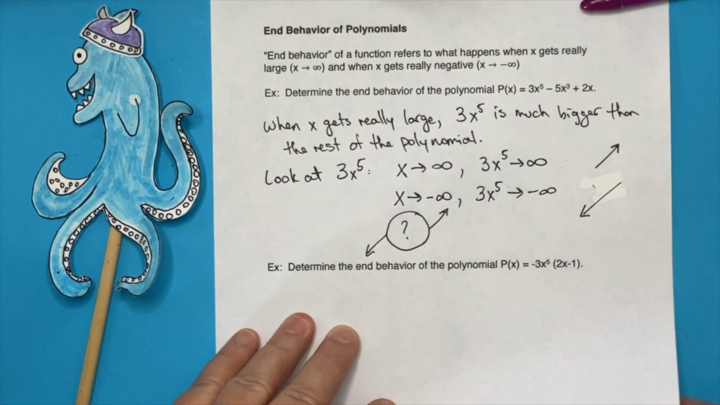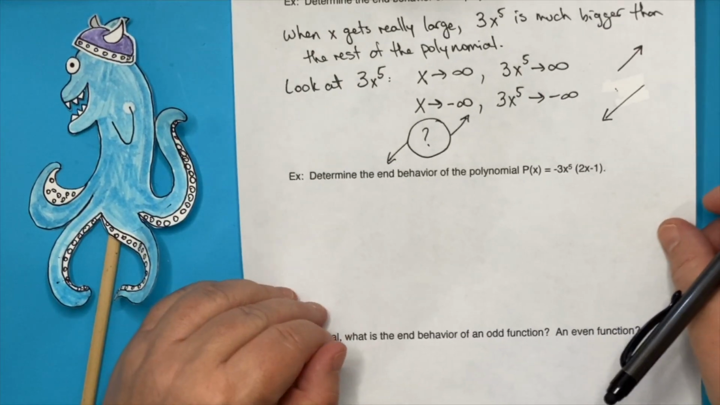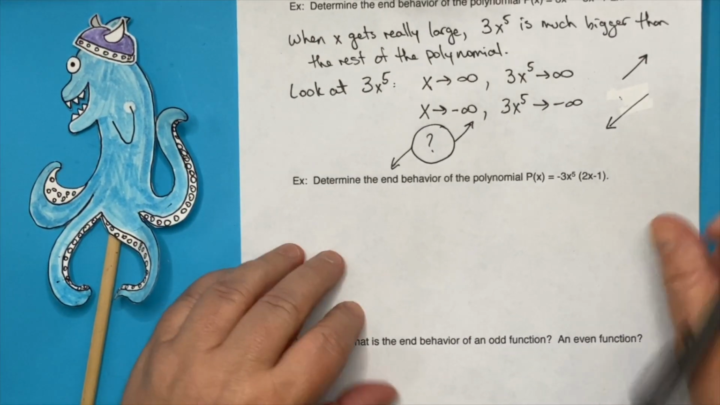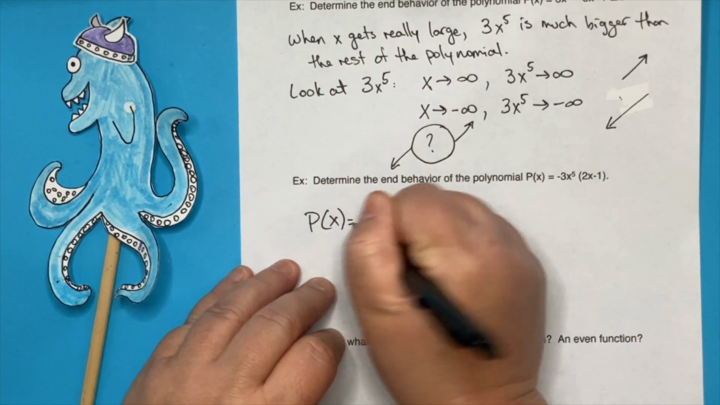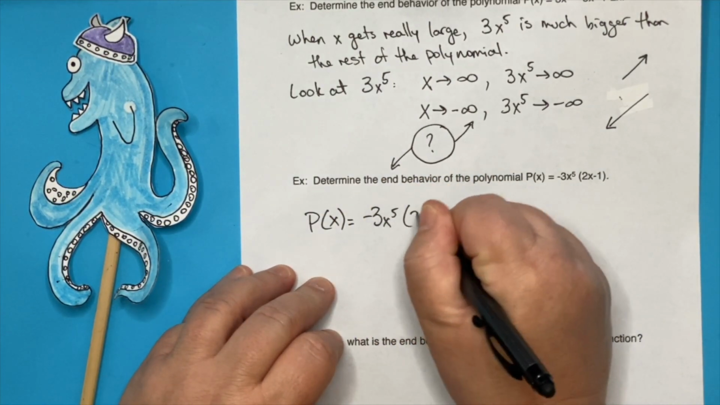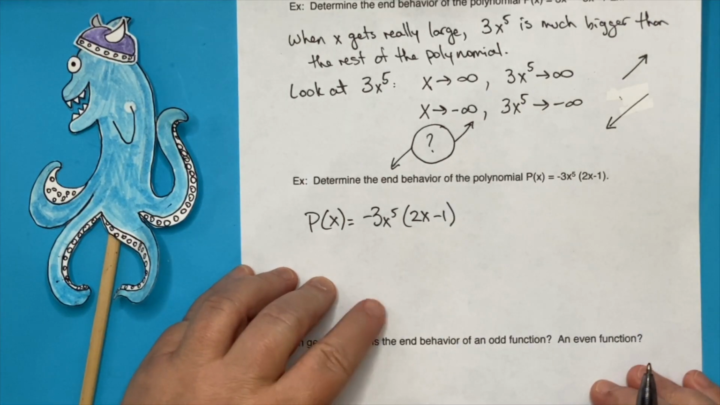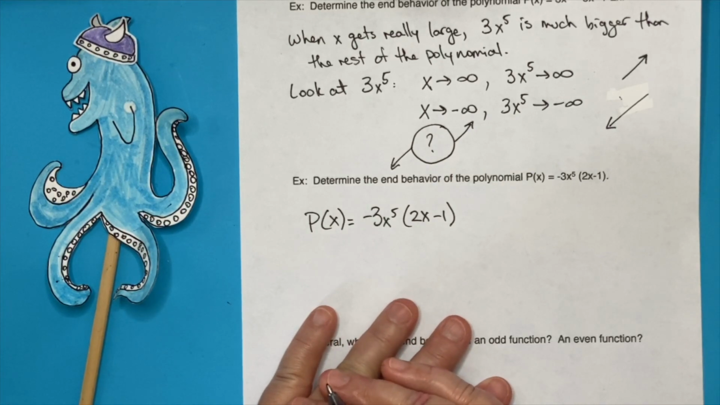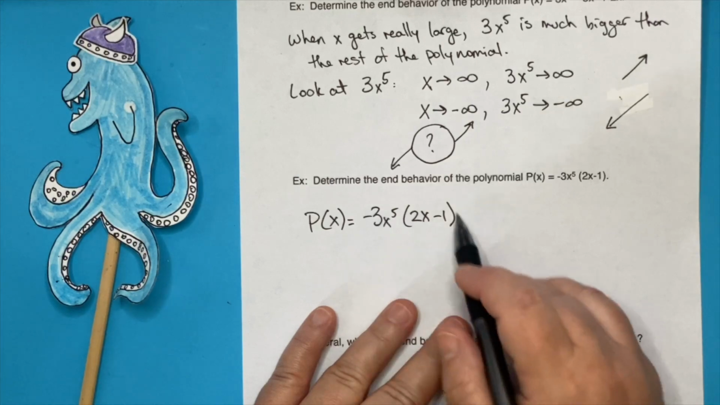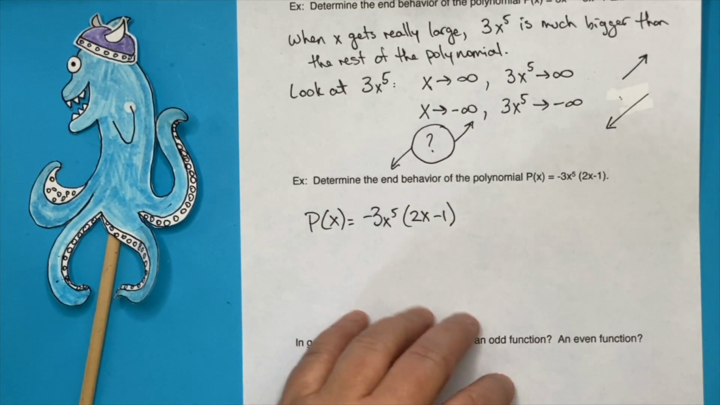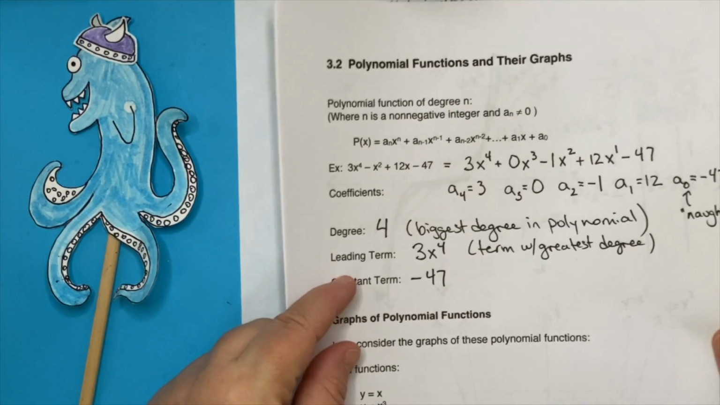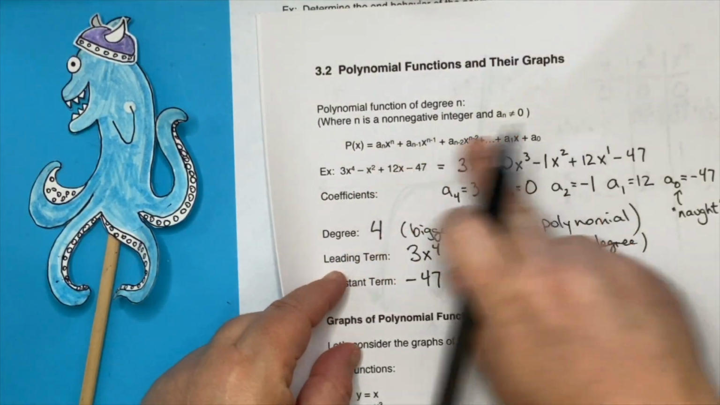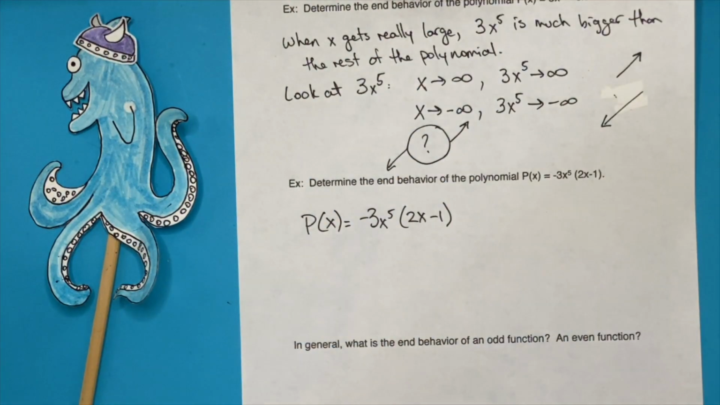Next up, determine the end behavior of this polynomial. So now I've got p of x equals negative 3x to the fifth times the quantity 2x minus 1. Now, if I have it written like this, that means that I want to possibly obscure something, right? This is written in a funny way. This is not the way that we expect polynomials to be written. Polynomials, generally speaking, should be written out like this: term plus term plus term plus term. This is written out kind of goofy.